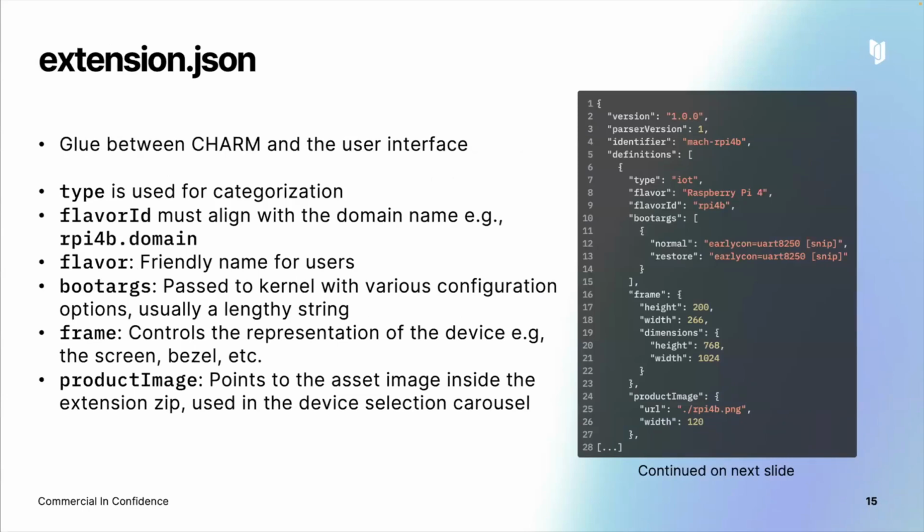An extension.json is a higher level description of the model containing information needed by the web interface in order to make the VM usable. There are many possible settings in this file, but some common or noteworthy ones are listed on the slide, taken from the Raspberry Pi 4 example. One of the most important fields here is the flavor ID, which must match the name of the domain. This is the glue that ensures that the correct device is created when it's selected from the create device carousel.